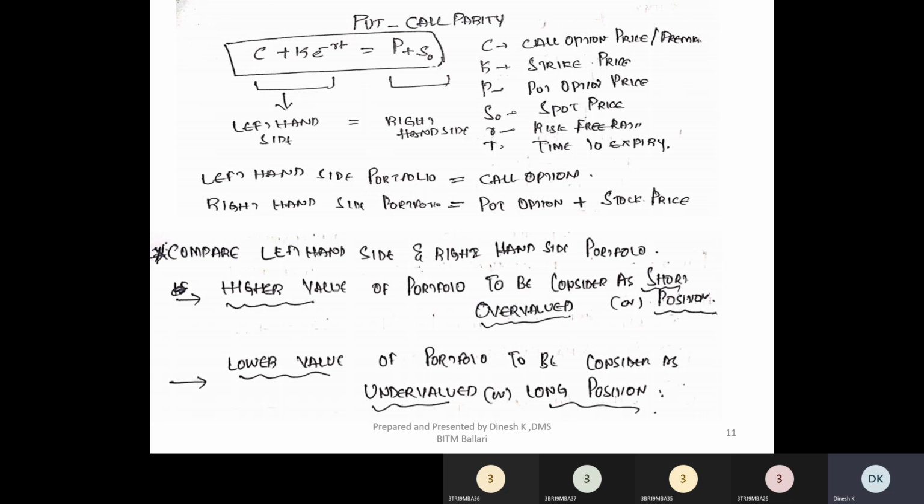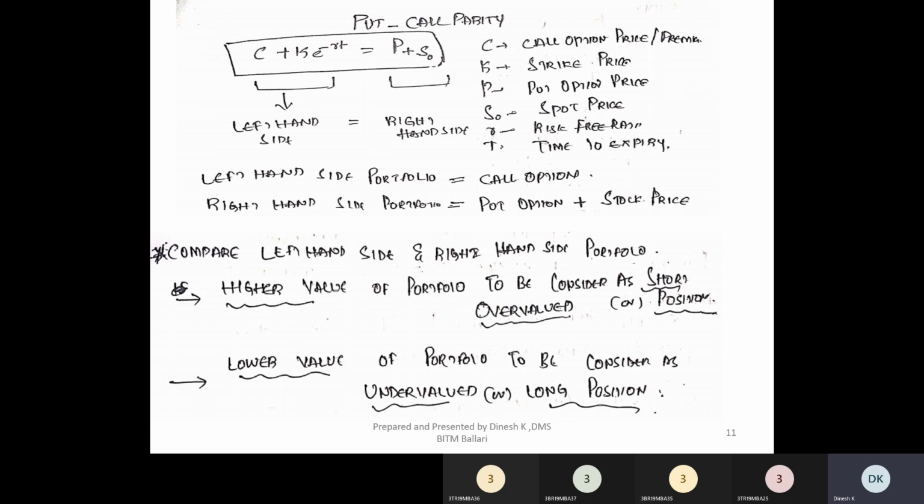The left hand side portfolio is only the call option, and the right hand side portfolio is both the put option as well as the stock price. When we compare both, when both are the same, there is no arbitrage opportunity. When there is a difference between the left hand side and the right hand side portfolio, then there exists an arbitrage opportunity. Then the next question is which is the higher value and which is the lower value. That is the next important thing you need to understand here.